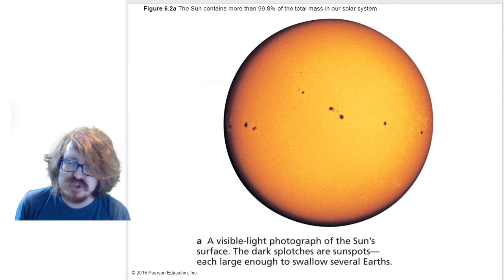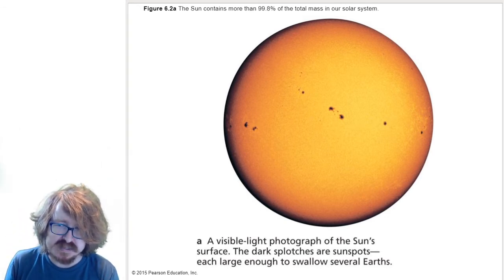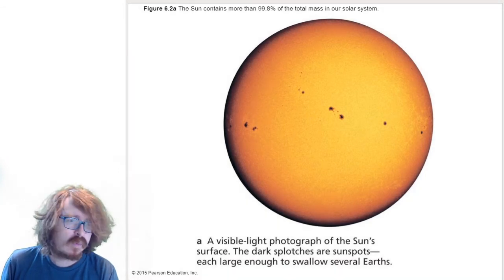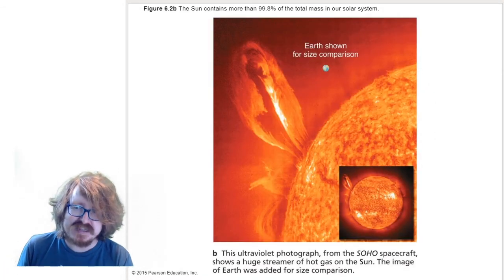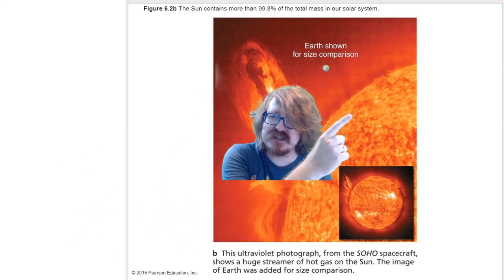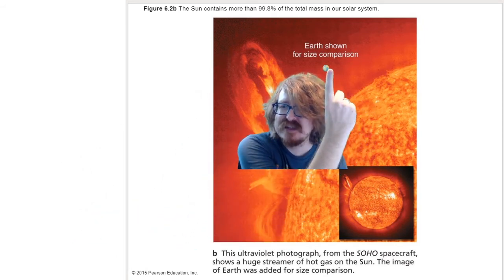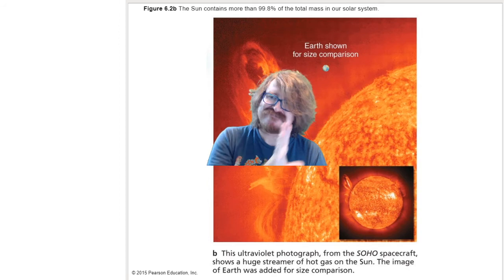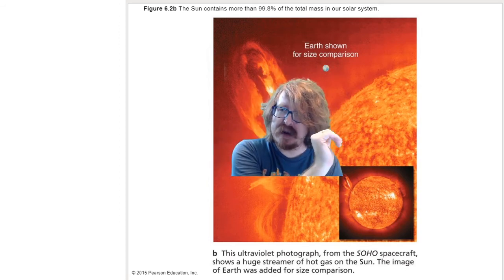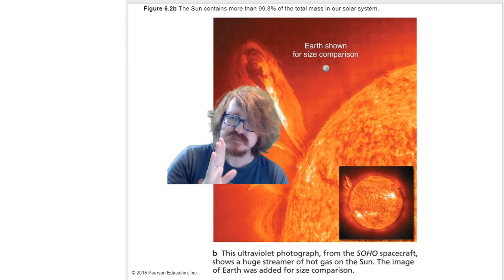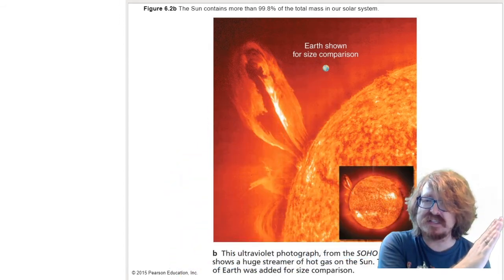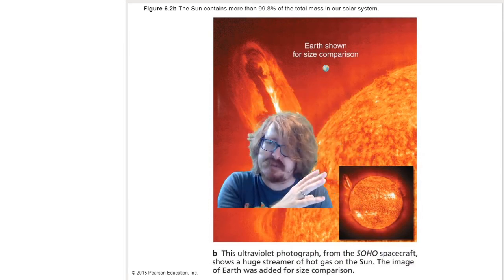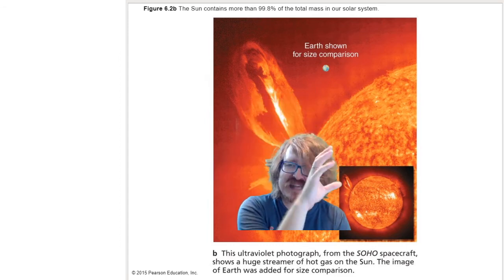I think a lot of people don't even realize how big the sun is. Here's another photograph of the sun, where they put the Earth in the picture, so you could see how big it is compared to the Earth. We always think of the Earth as big, but man, the sun is big, right? You could fit over 100 Earths from one end of the sun to the other, and if you wanted to fill up the sun with Earths, it would take over 1 million of them.